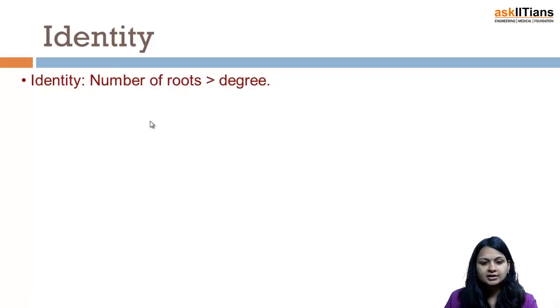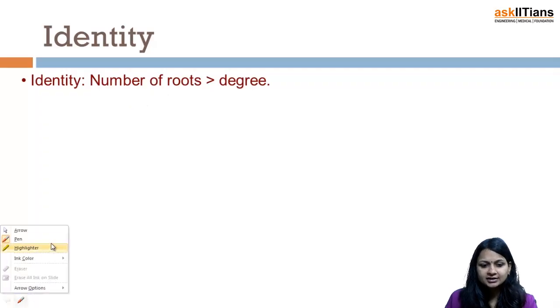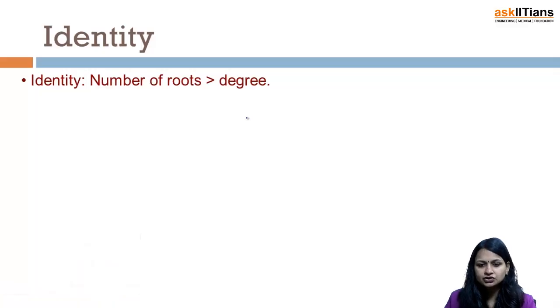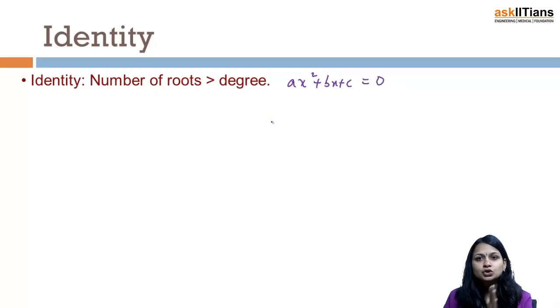When I say that number of roots is greater than degree. Now let us understand this. See, we have already seen that if I have an equation of the form say ax square plus bx plus c equal to 0. Okay. So how many roots it will have? It will have 2 roots, right? The reason is because its degree is 2.